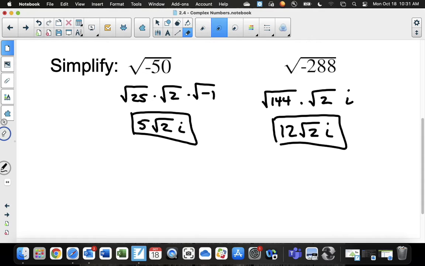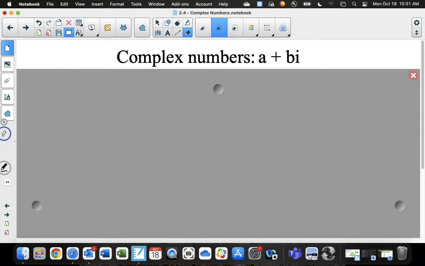Yeah, question now? Can you have a negative i? Yeah, you could. If this 12 was negative, it's possible to have a negative. Yep. Which we'll take a look at in just a second. All right, so let's get into complex numbers then.